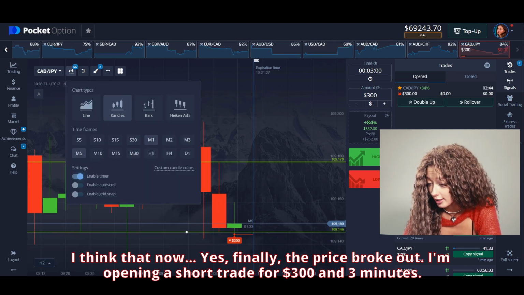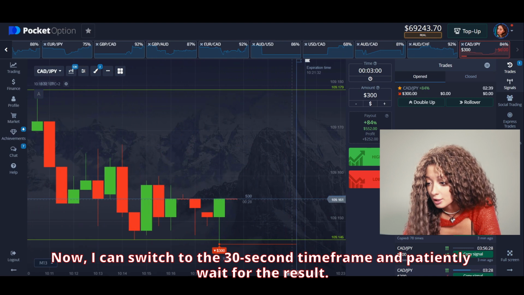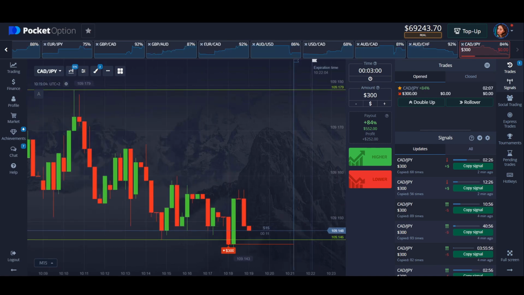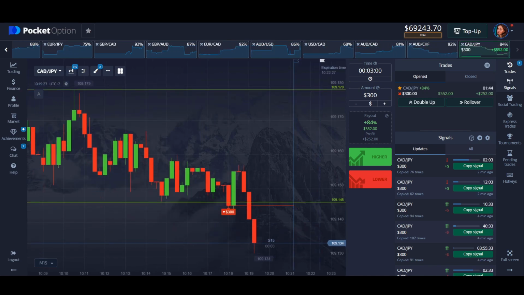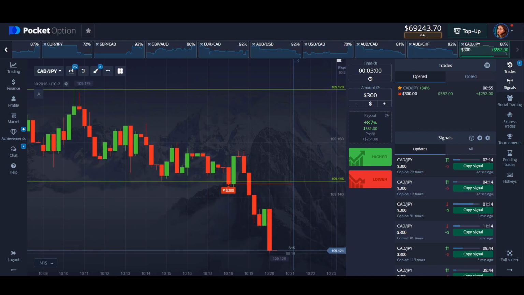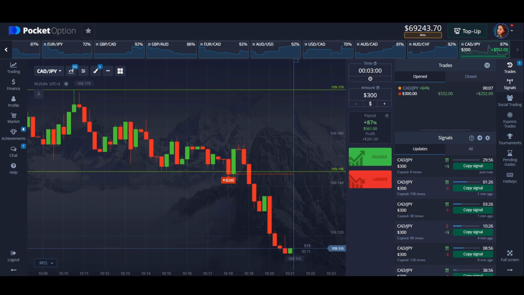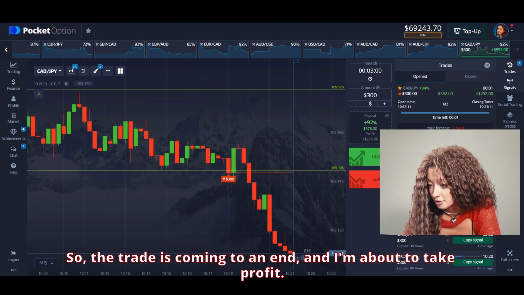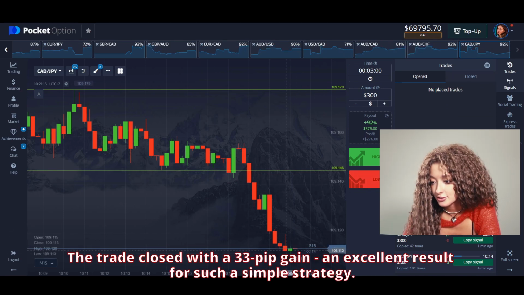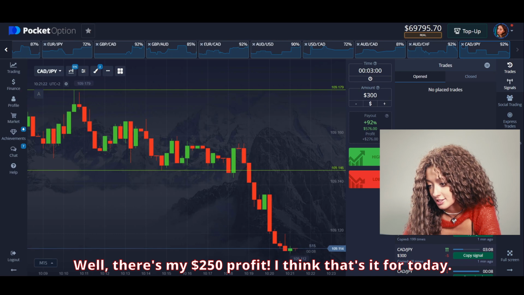I'm opening a short trade for $300 in 3 minutes. Now I can switch to the 30-second time frame and patiently wait for the result. So the trade is coming to the end and I'm about to take profit. The trade closes with a 33 pip gain, an excellent result for such a simple strategy. Well, there is my $250 profit. And I think that is it for today.